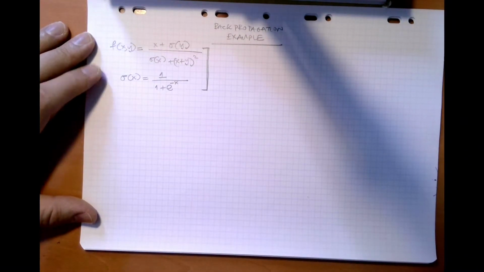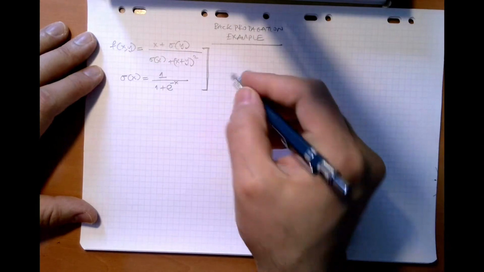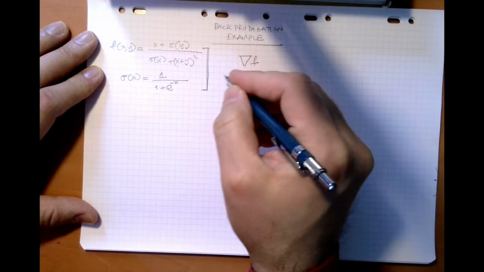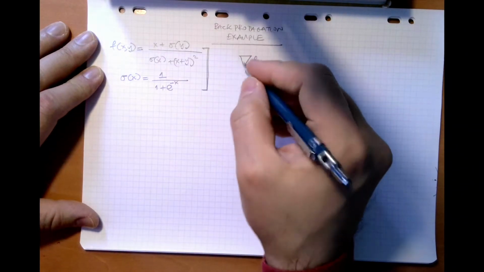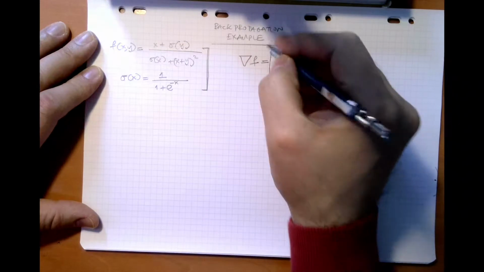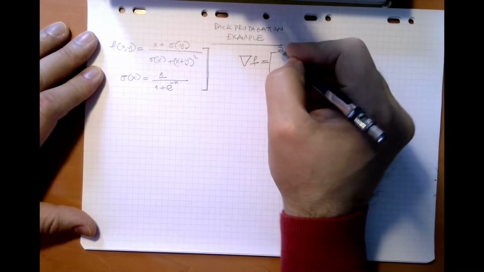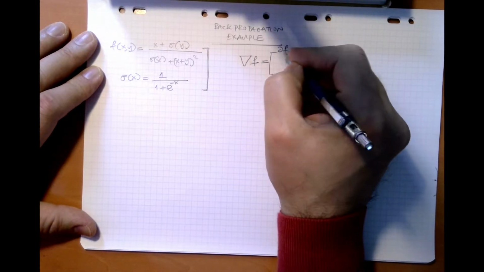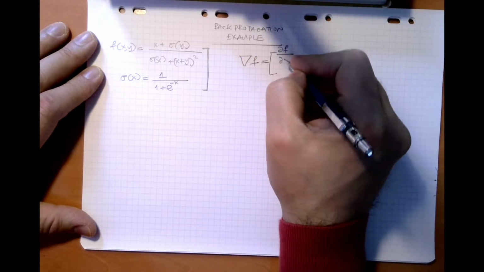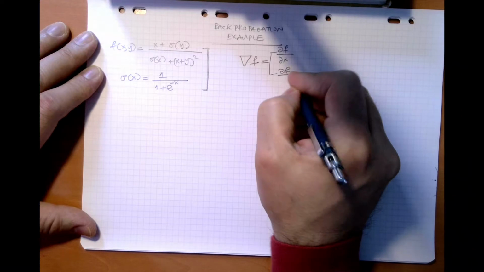Our job here is to calculate the gradient of f with respect to the parameters x and y, which is a vector with two components: the partial derivative of f with respect to x and the partial derivative of f with respect to y.